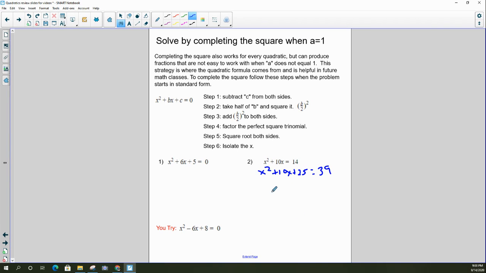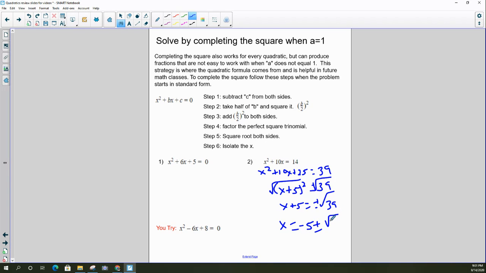And now I could factor this side, so that's x plus 5 squared. And then I'm going to square root both sides. Now 39 cannot be simplified, so I leave it as plus or minus the square root of 39. And when I subtract 5 over, my answer will be negative 5 plus or minus the square root of 39.